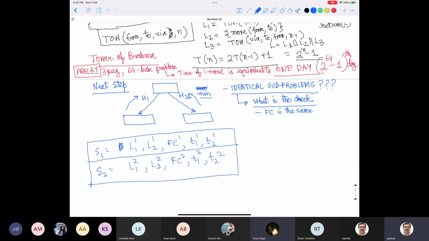So all L1s and L2s and FC must be the same, but I cannot think of a situation where such a condition would hold. Okay, let me give you FC1 and FC. Tell me, FC1 is equal to FC2, then T1,1 and T1,2 are equal, and T2,1 and T2,2 are equal. Is this what you're saying? Yes, sir. Very good. Aren't these identical subproblems? They are identical irrespective of what is there in L1,1 and L2,1. Correct.